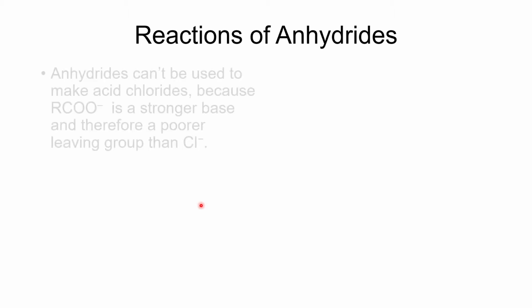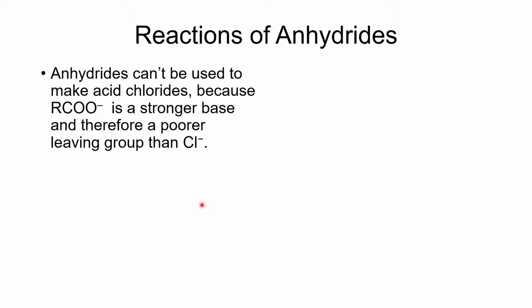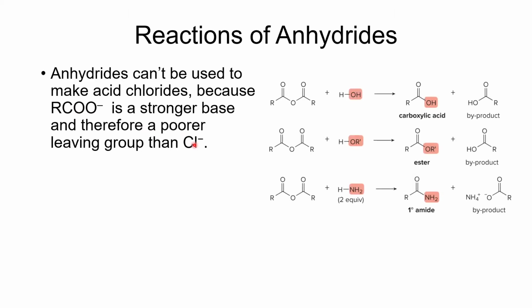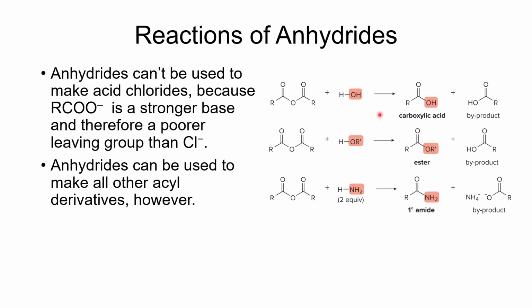All right, when it comes to the reactions of anhydrides, we can't make acid chlorides with anhydrides. If you come up with a way to do it, let me know, but you can't really do that. The reason is that the conjugate acid of that leaving group is a weaker acid than HCl. So that means this is a stronger base. Since this is a stronger base than Cl minus, we can't make the acid chlorides, but we can make the other things. So we can make all of the other acid derivatives.